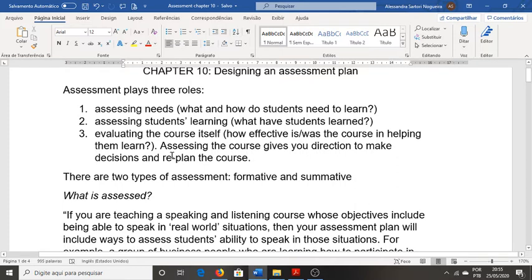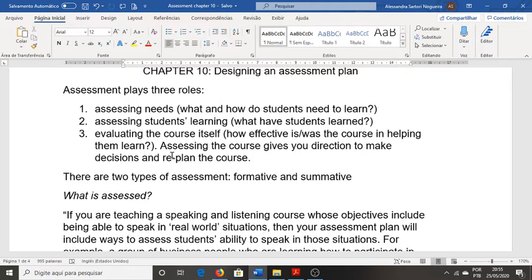When you assess your students' needs, usually you do that in the beginning of a course to plan your course. So if you assess their needs and you see that, for example, they need to learn, simply speaking, business English, so you're going to plan your course to teach business English.